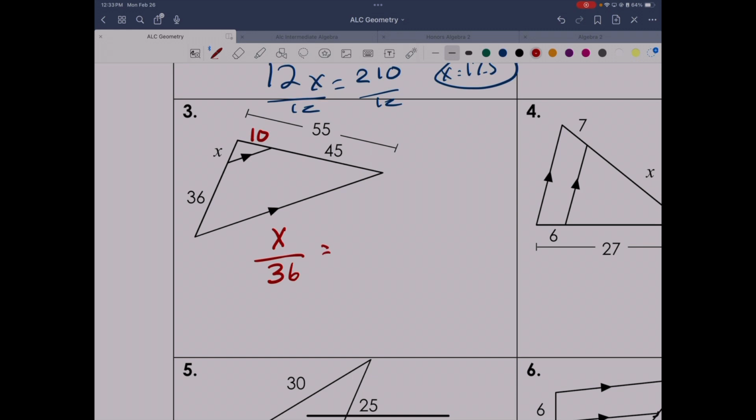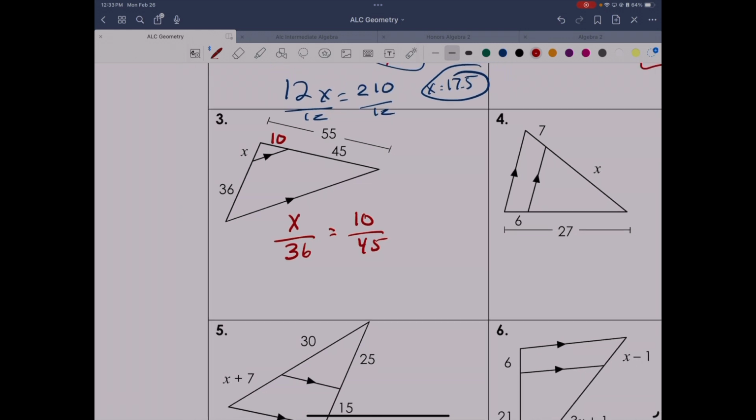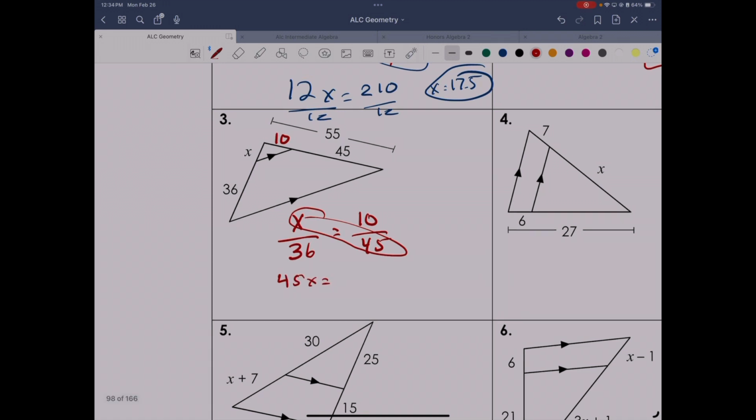So then the ratio I have here is 10 over 45. Part over part equals part over part. Cross multiply. x times 45 is 45x. 36 times 10 is 360. Divide by 45. You get x is equal to 8. And that's your solution.